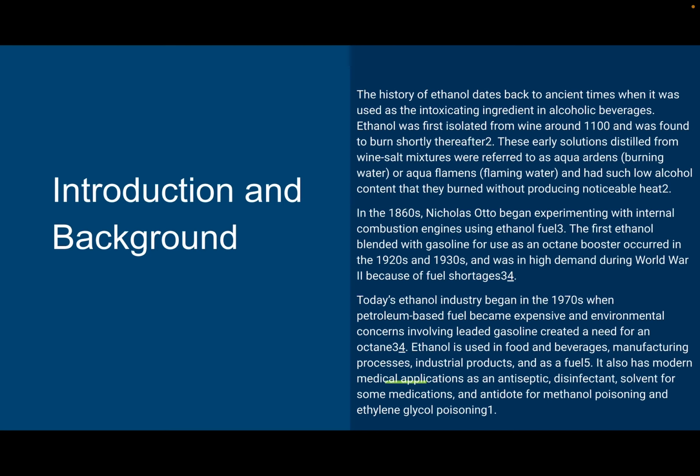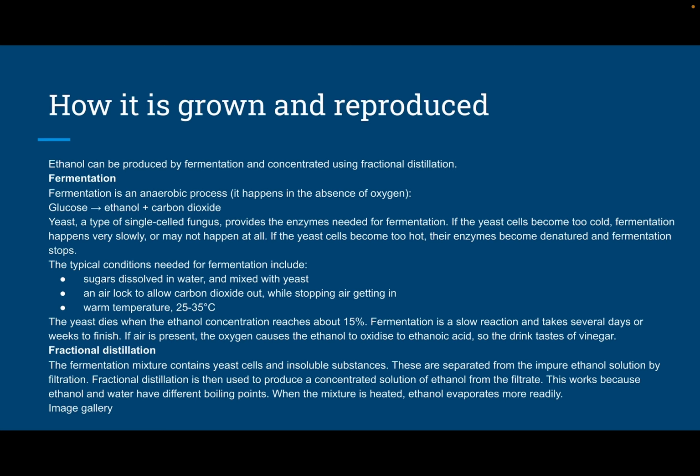It can be made in two different ways: fermentation and fractional distillation. Fermentation is an anaerobic process which turns glucose into ethanol and carbon dioxide. Yeast, a type of single-celled fungus, provides the enzymes needed for fermentation. If the yeast cells become too cold, fermentation happens very slowly or may not happen at all. If the yeast cells become too hot, their enzymes become denatured and fermentation stops. There are typical conditions, listed below, that are ideal for fermentation.